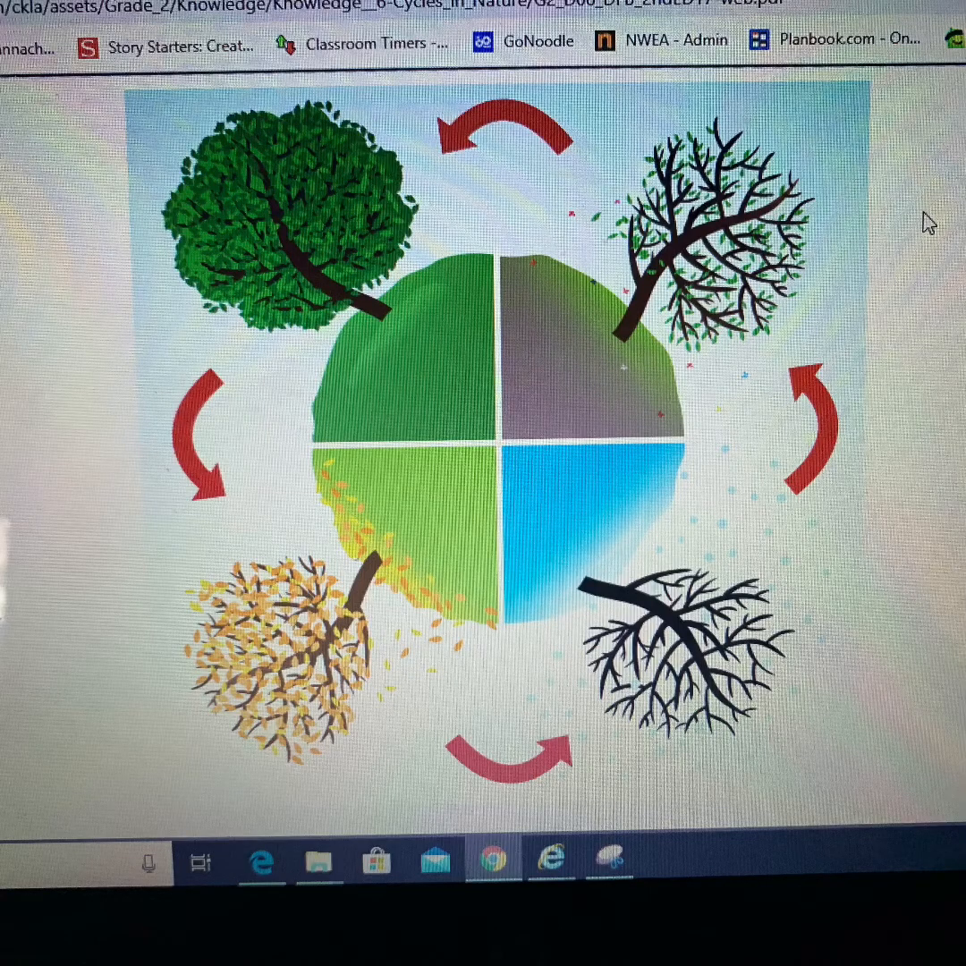Here is a picture of what trees look like throughout all of the seasons. You can see when the tree is really nice and green with a lot of leaves, that's summer. And then when the leaves start to fall off the tree, that's autumn or fall. When the tree has no leaves, that's winter. And then when the buds begin to grow on the trees, that's spring, which is where we are right now. And that happens every year over and over again.